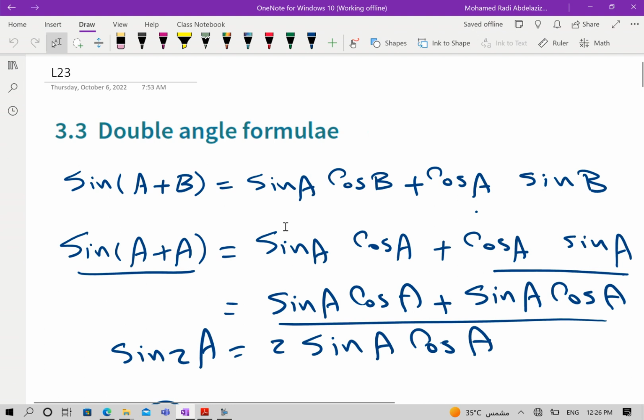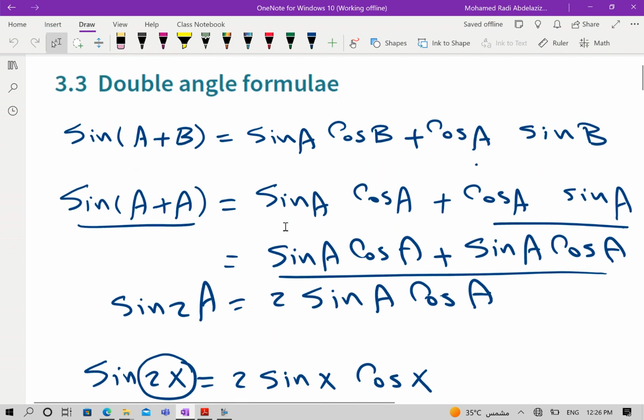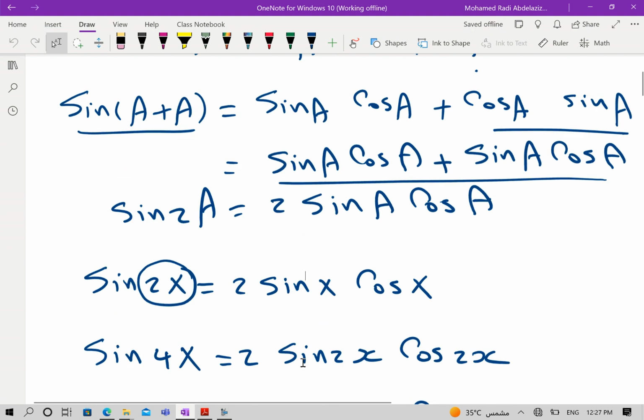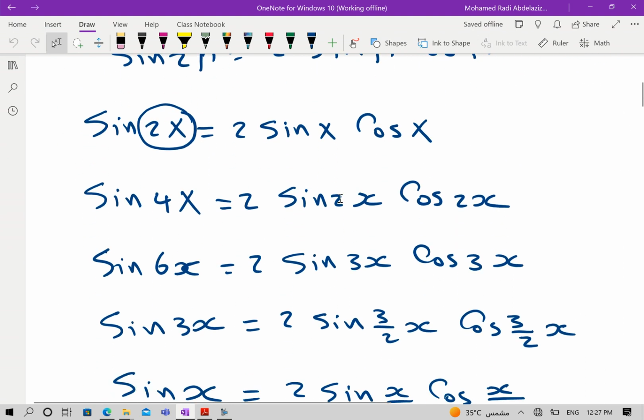Double angle formula. Sine of A plus B is sine A cosine B plus cosine A sine B. To prove the formula, take A plus A, which is 2A. Sine A cosine A and cosine A sine A are the same, so sine 2A is 2 sine A cosine A. It's given in the formula sheet. Sine 2x is 2 sine x cosine x.